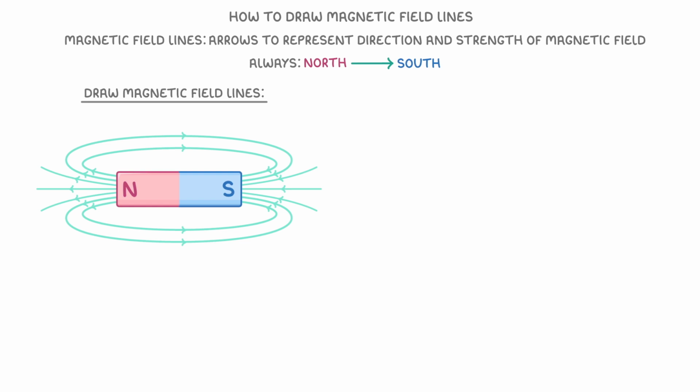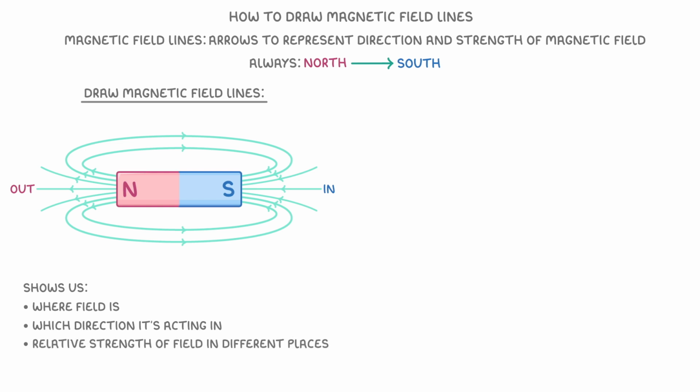The final thing you want to do is double check all of your arrowheads on the lines are pointing the right way, because the arrows should go out of the north pole and into the south pole. Representing our magnetic field with lines like this shows us where the field is, which direction it's acting in, and the relative strength of the field in different places, because the more dense the field lines are, which is to say the closer together the lines are, the stronger the magnetic field is.